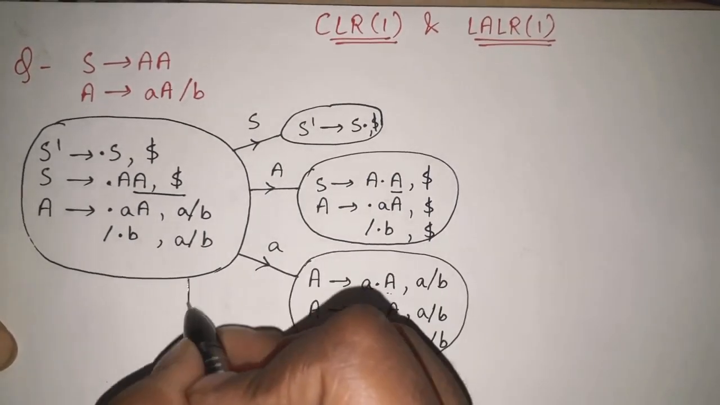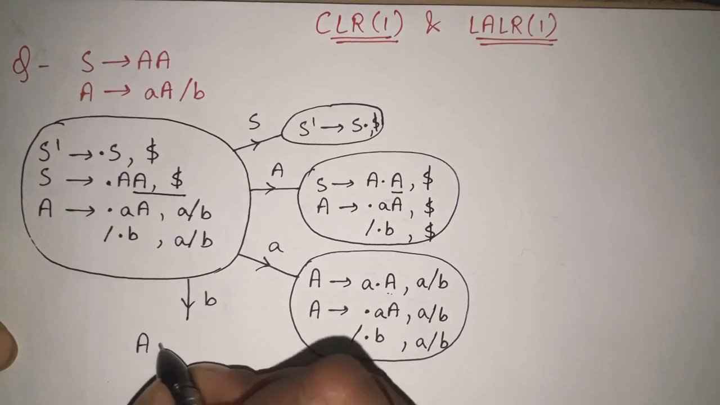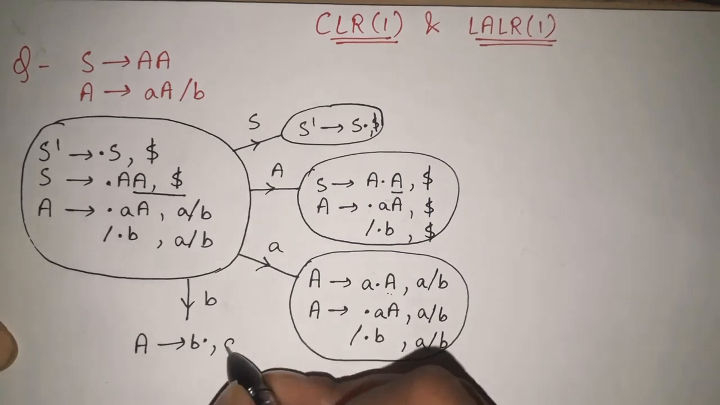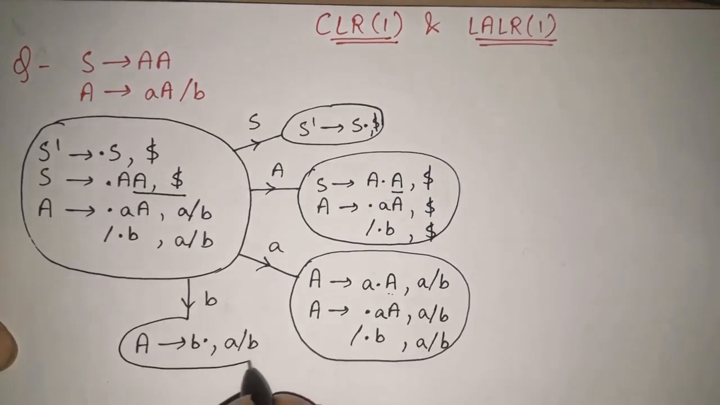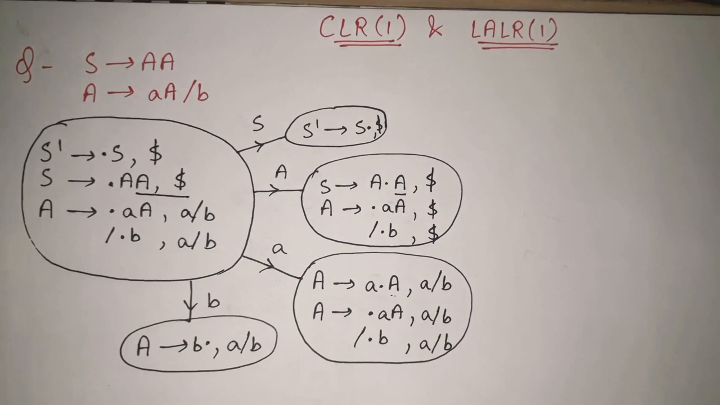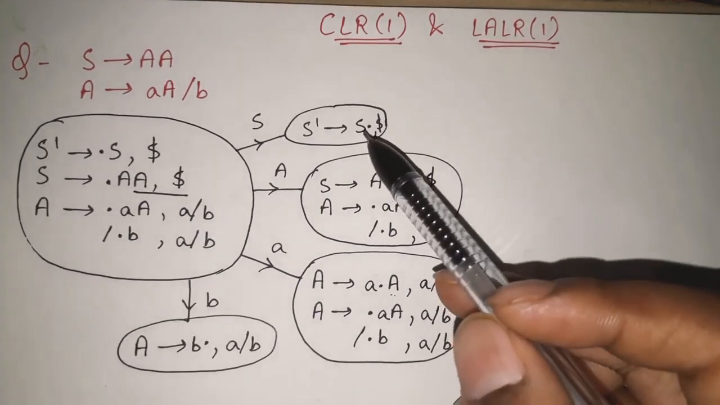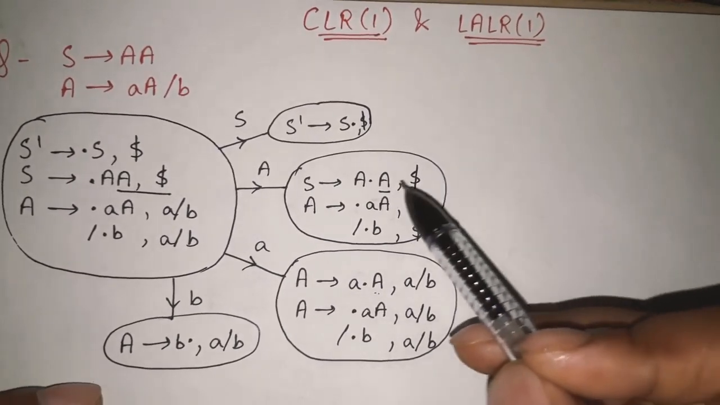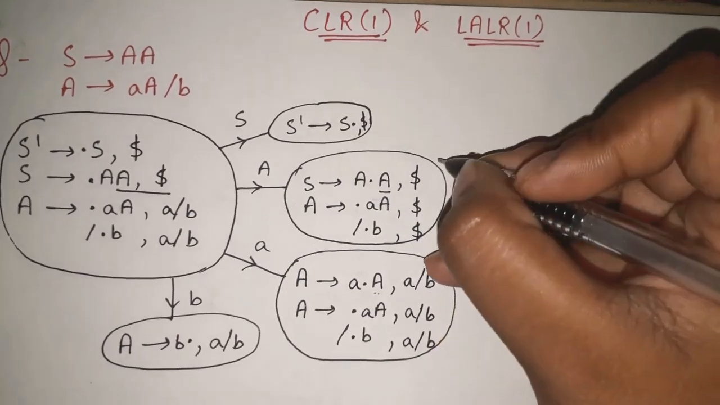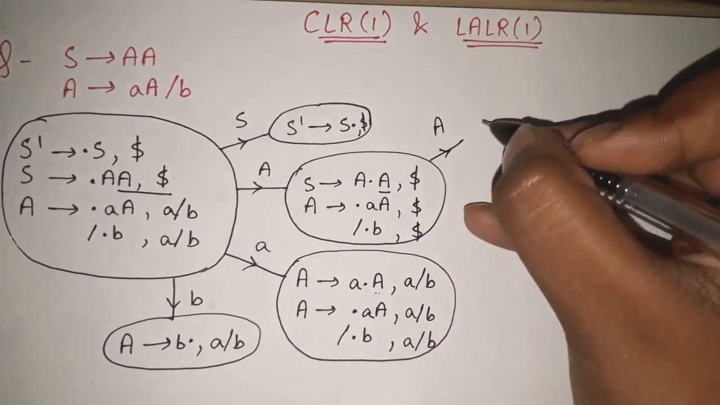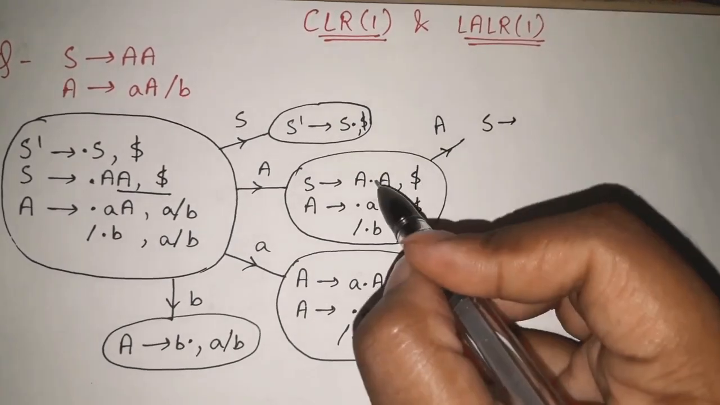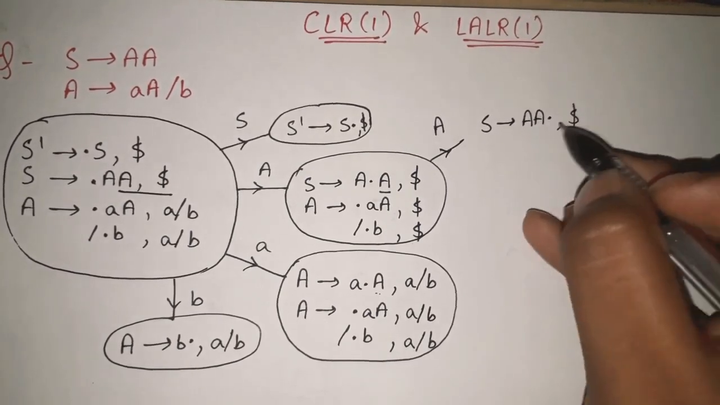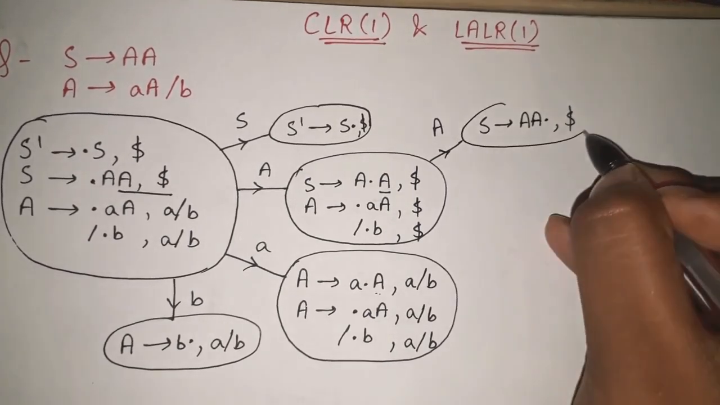Now small b is remaining. For small b I will get A gives b dot, where the dot is shifted, and the lookaheads will be as they are, a slash b. So that's all about this state. Now here the dot is at the end, I don't need to proceed here. Next, in this case after the dot we are having capital A, so yes I have to do for that. On capital A I get S gives A dot A, with the lookahead dollar. Dot at the end, no need to proceed further.